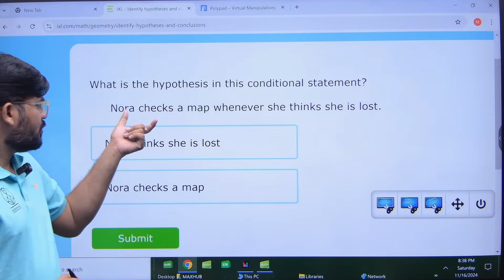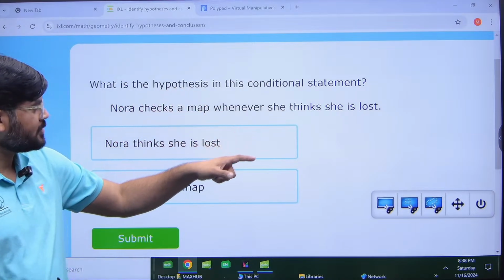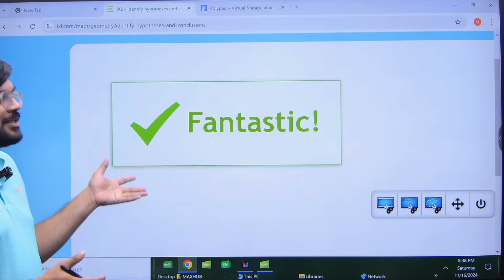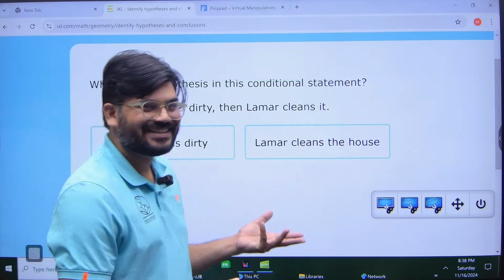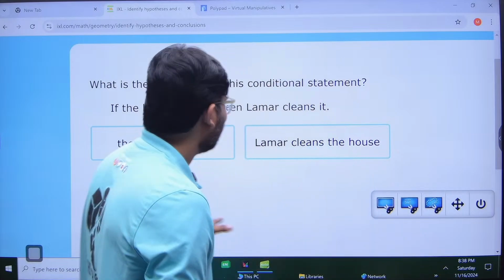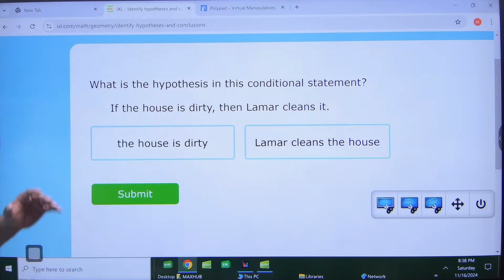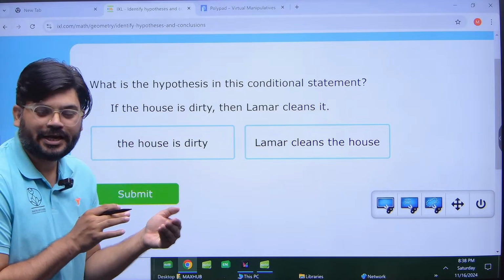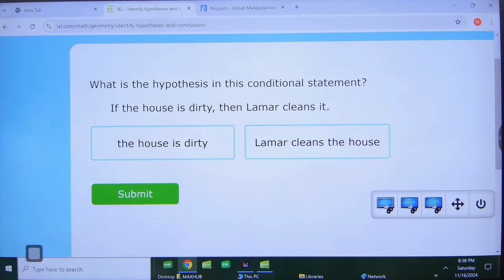I will look at the map. Yes. So what is the hypothesis? Are you getting it? This is my logic. Let us say if it is correct or not. So it is correct. You have to see what comes first is the hypothesis. What comes later is the conclusion.